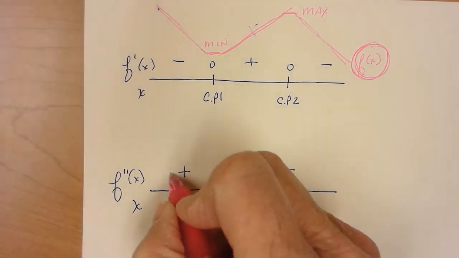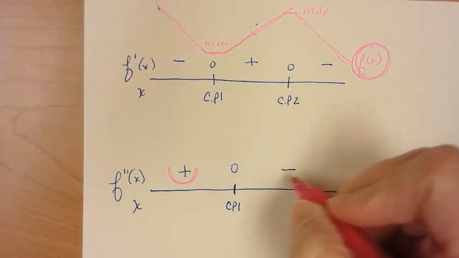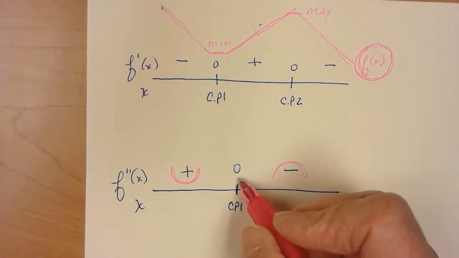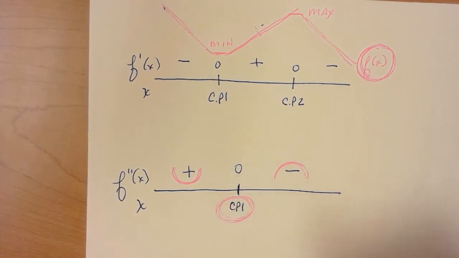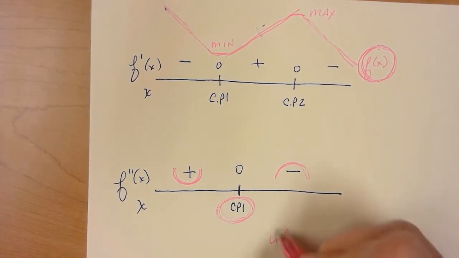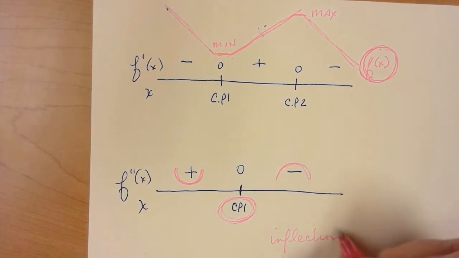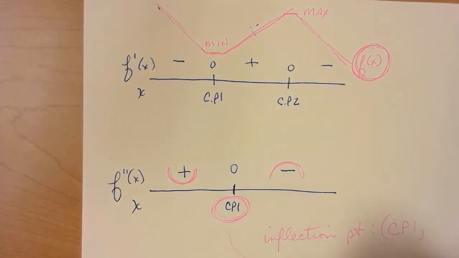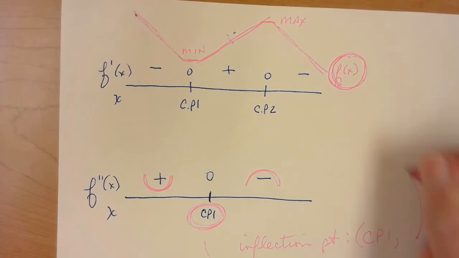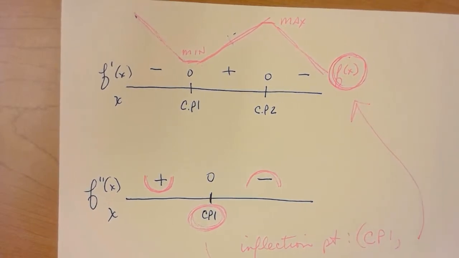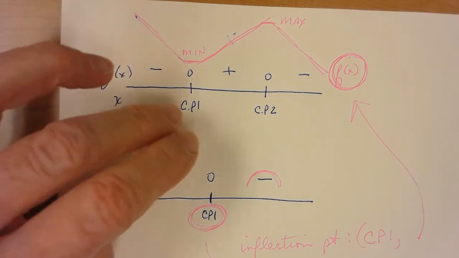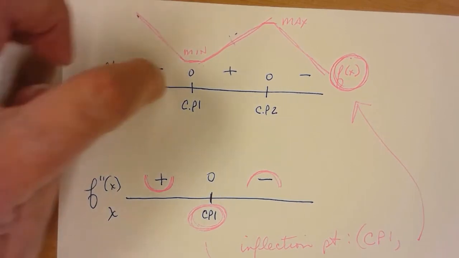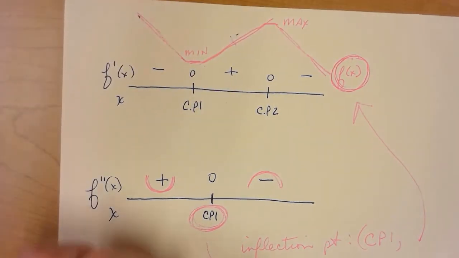If you've got a plus, that means it is concaved up. A minus is concave down. This would be my inflection x value of my inflection point. So to get my inflection point, you take that critical value that you've got right here and go back to your original for the y value. So in both situations, you're taking the critical values and taking them back to the original, but they give you different information. First derivative, it's min and max. Second derivative, it's inflection points.